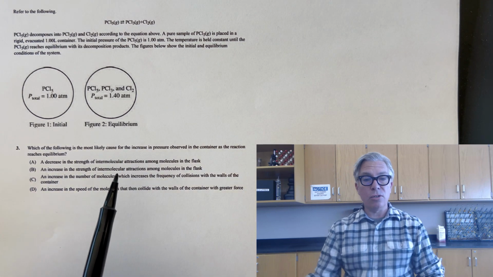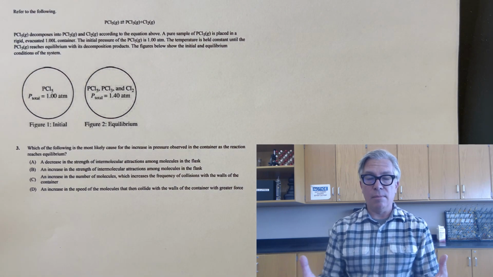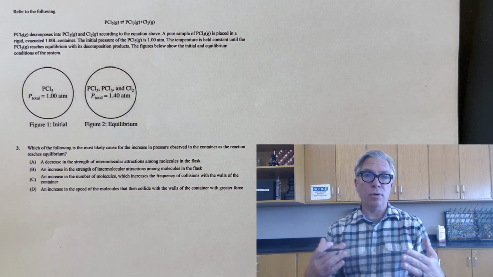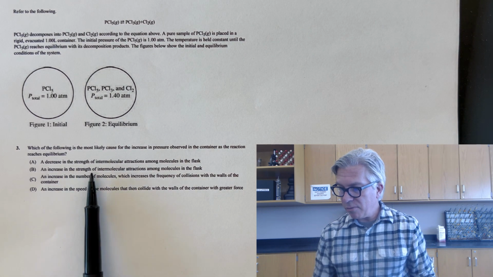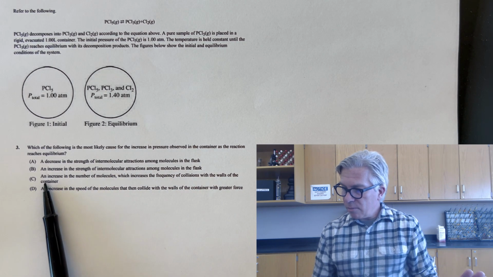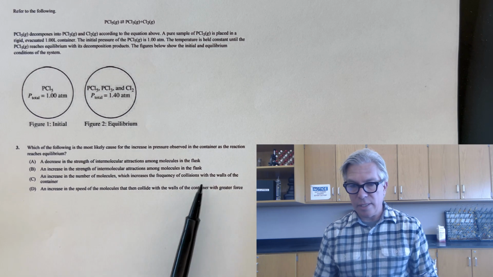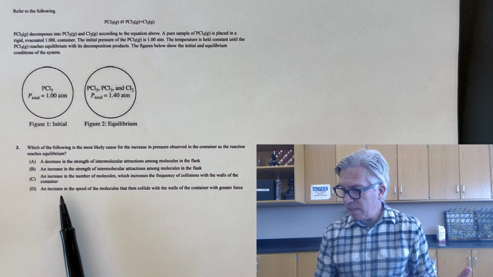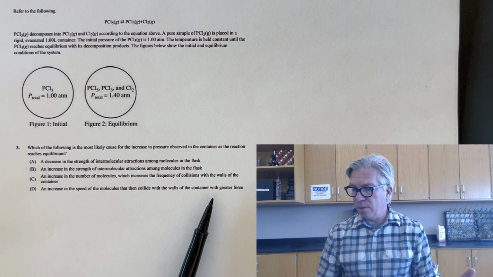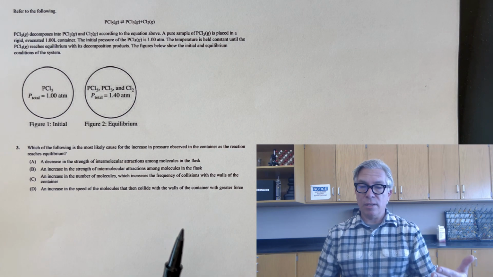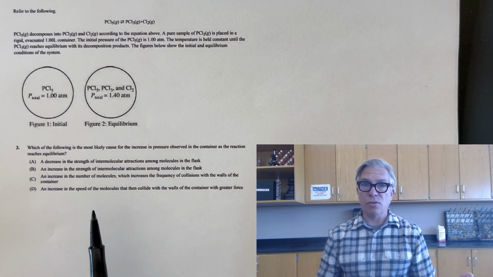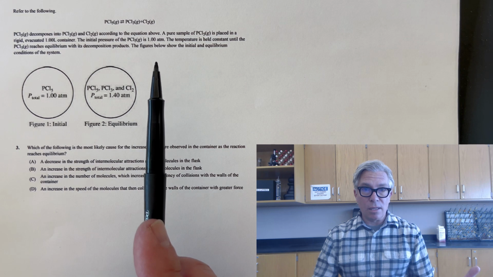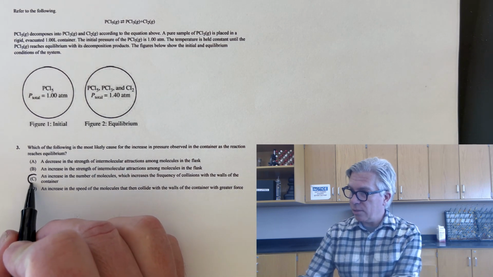That's not going to be right because intermolecular attractions for a given set of molecules are going to be the same at all times. The only difference is how much kinetic energy they have to allow those intermolecular forces to play with each other. So that'll stay the same. An increase in the strength of intermolecular forces? Nope, that's also the same. An increase in the number of molecules, which increases the frequency of collisions with the walls of the container. That sounds pretty good. Let's check D. An increase in the speed of the molecules that then collide with the walls of the container with greater force. So we might end up with a situation where the speed of the molecules increases, but that would be accompanied by a corresponding increase in temperature. Temperature is a measure of average kinetic energy. So if the temperature had changed, we could talk about molecules changing average speed, which leaves us with letter C as our correct answer there.